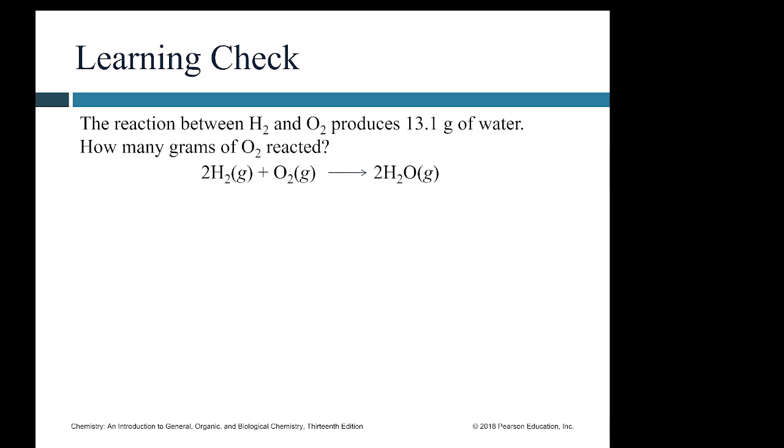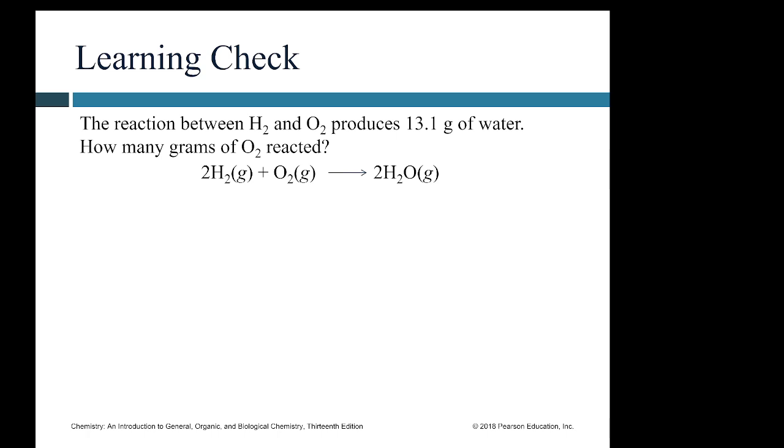All right. So the reaction between H2 and O2 produces 13.1 grams of water. How many grams of O2 are reacted? So in this case, we're actually using a reactant to go to another reactant, aren't we? Kind of like figuring out, I have this many cups of sugar, how many cups of flour would I need? I have this many hot dogs, how many buns do I need?